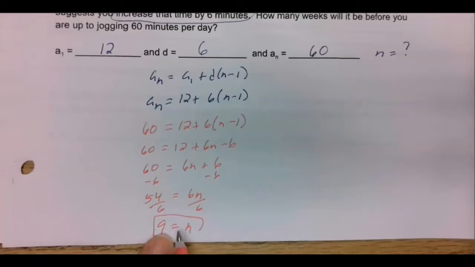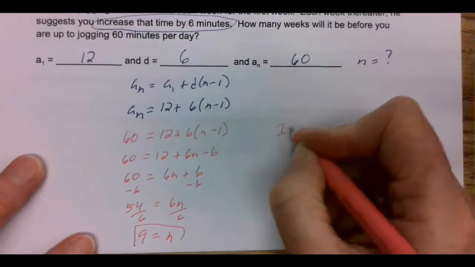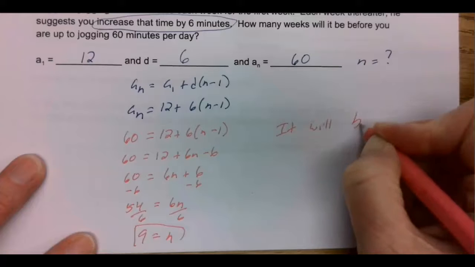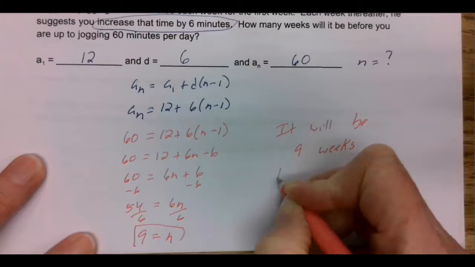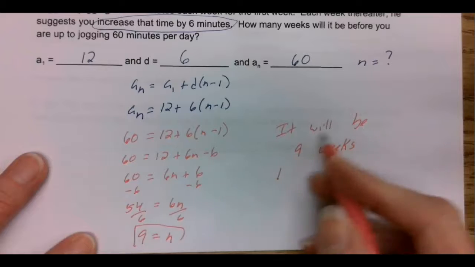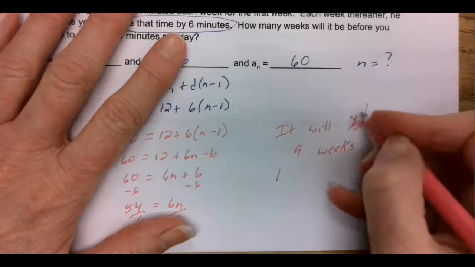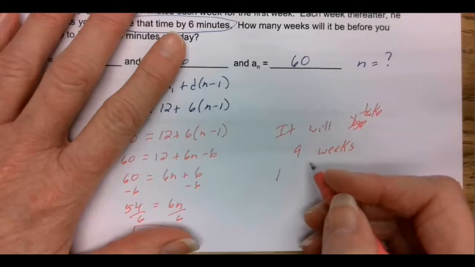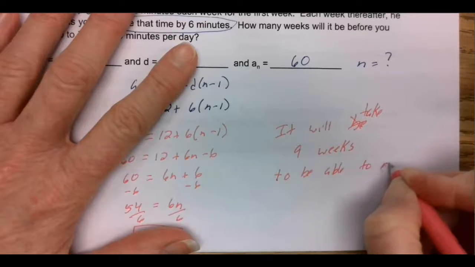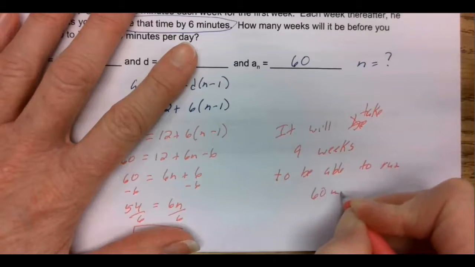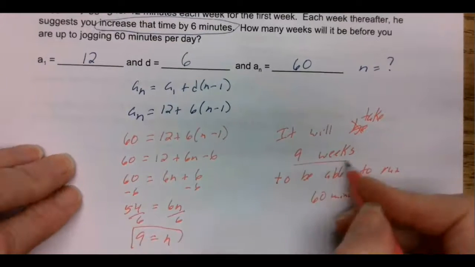Okay, what does that n mean? That's exactly what they're asking us for, that it's going to be 9 weeks. It will take, oops, I should have said that. It will take 9 weeks to be able to run 60 minutes per day. Okay? So 9 weeks.